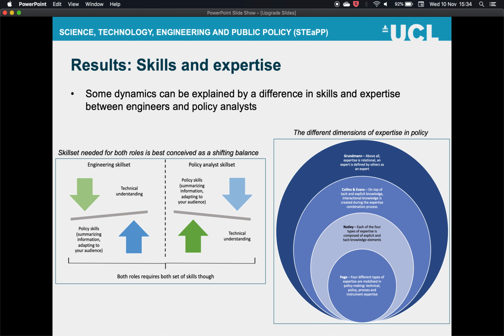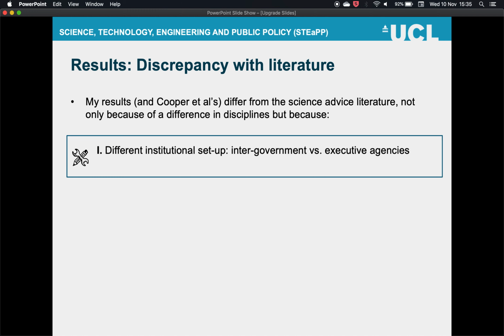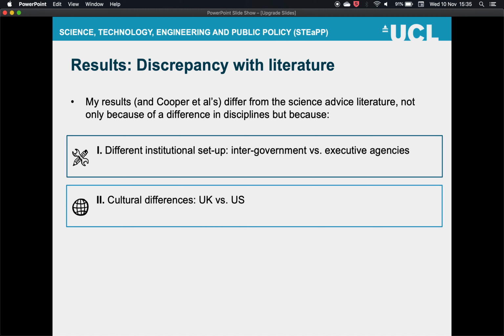Hopefully this makes sense. Now, back to my point earlier. Some of this is not found in the science advice literature. Some of the results I just presented just don't exist in the science advice literature. But it's not only because there's a difference in disciplines, but because, first of all, the science advice literature looks at executive agencies like the EPA, which exist outside of government, whereas we study advice within a government. So that changes the number of stakeholders, the expertise, all the things that we just mentioned.